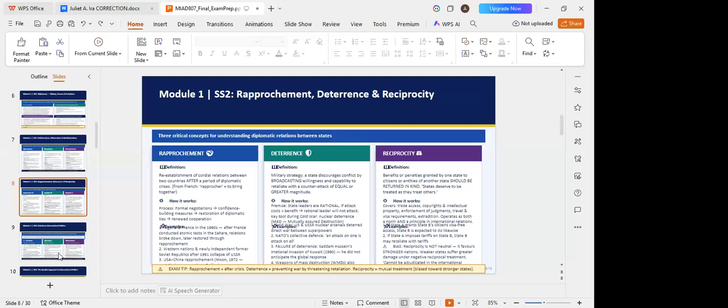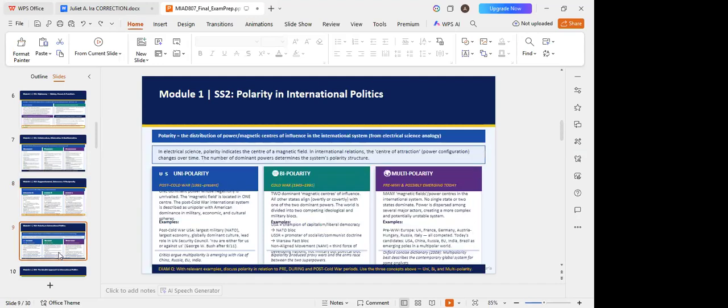Understand? So the next concept we are looking at is the polarity concept in the international system. Polarity in the international system.